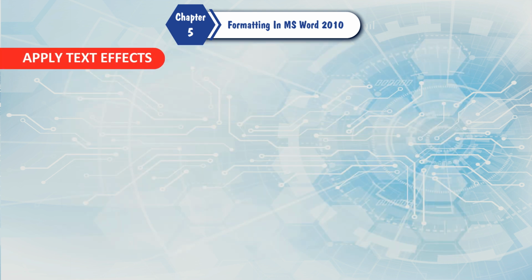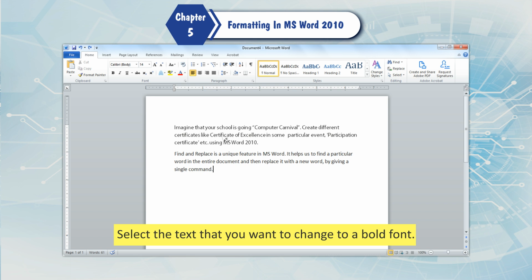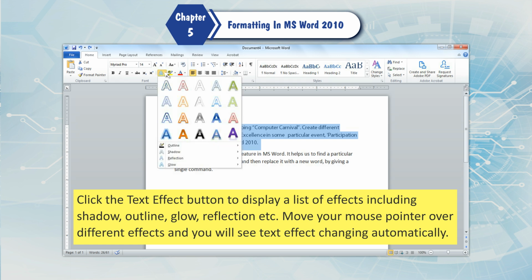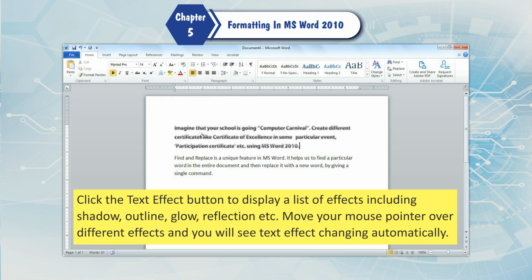Apply text effects. Select the text that you want to change to a bold font. Click the Text Effect button to display a list of effects including shadow, outline, glow, reflection, etc. Move your mouse pointer over different effects and you will see the text effects changing automatically.